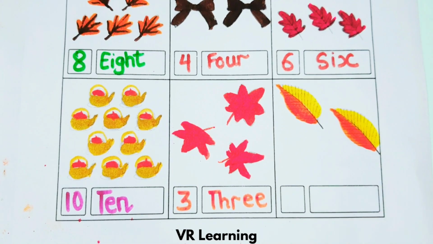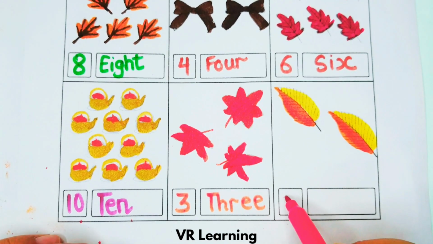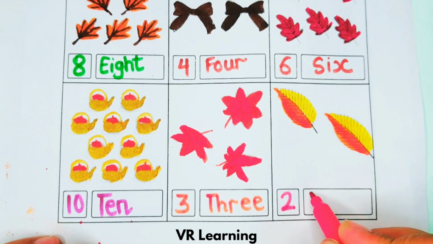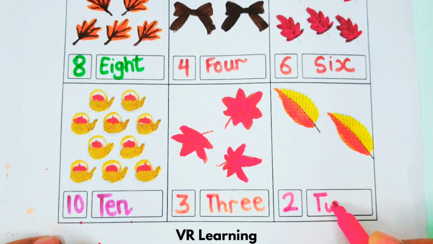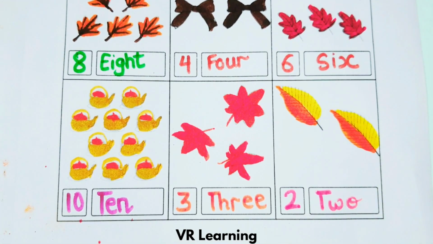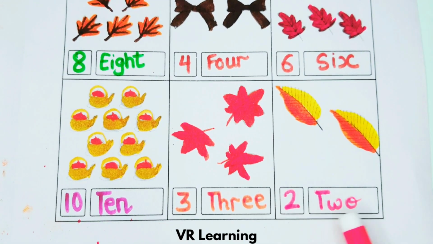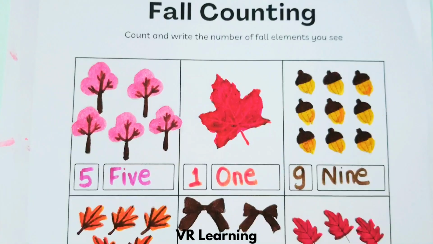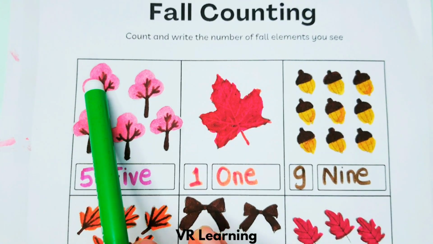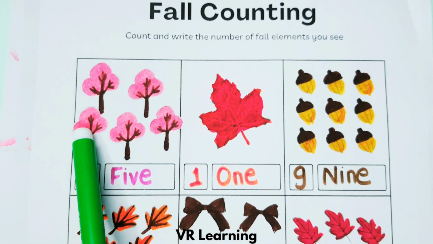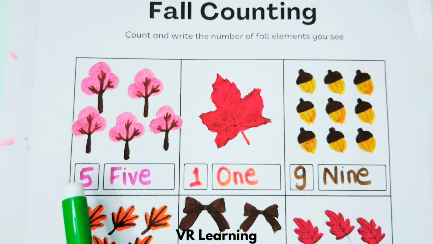1, 2. Write the number 2 in the box. T-W-O 2. Let's repeat again. 1, 2, 3, 4, 5.